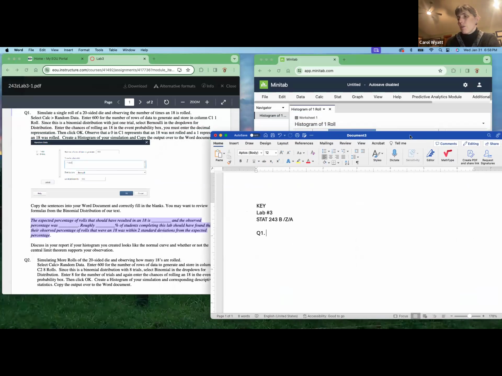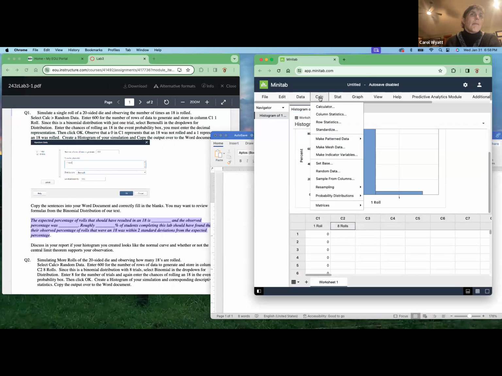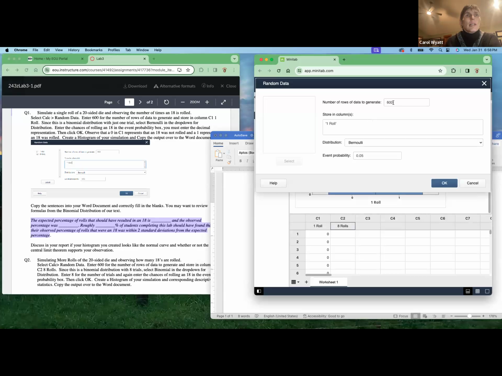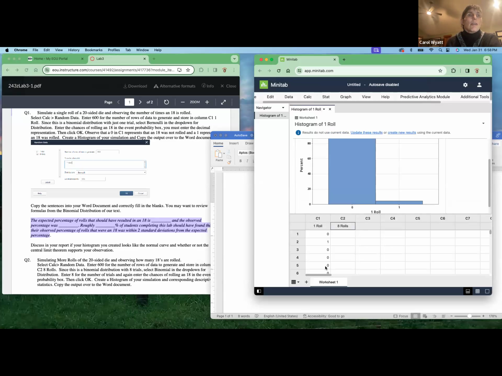From here, I'm going to go ahead and calculate like it says in the lab. Random data. It says 600, roll 1, Bernoulli. That's what it says here, to select Bernoulli in the dropdown. And then enter the chances of rolling a 1 out of 20 on a 20-sided dice. So that's 1 out of 20, which is 0.05, and hit OK. And I get a whole new row here.